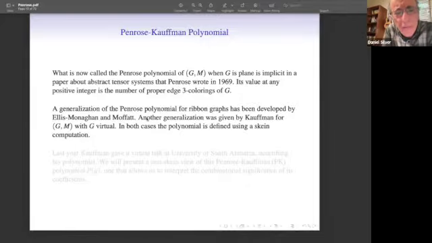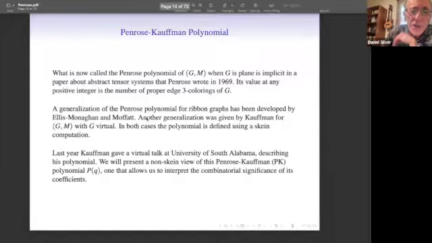Equivalently, these are any graphs. They don't have to be plane graphs. If edges cross, as you'll see in a moment, then we'll make them virtual crossings. In both cases, the polynomial is defined using a skein computation.